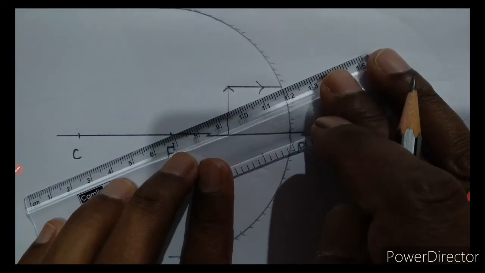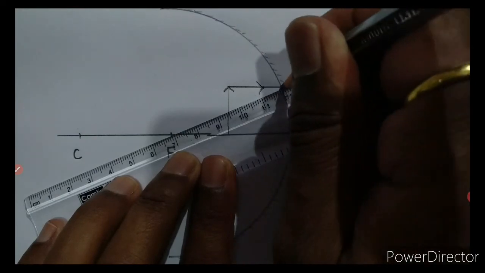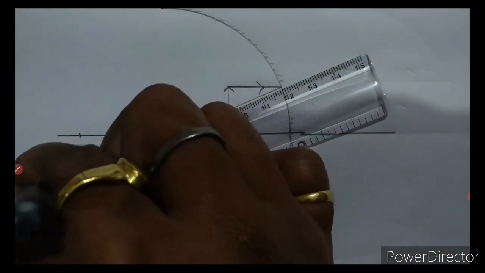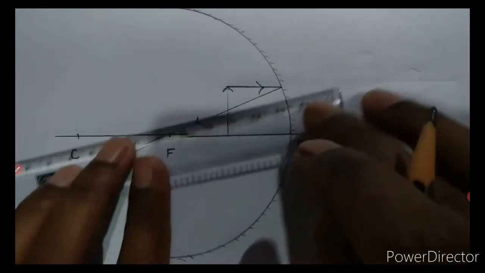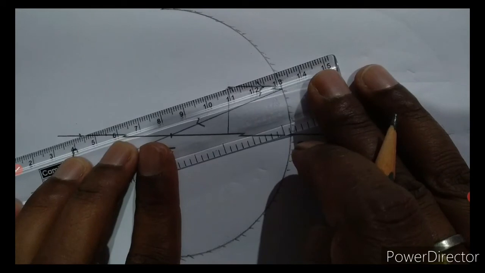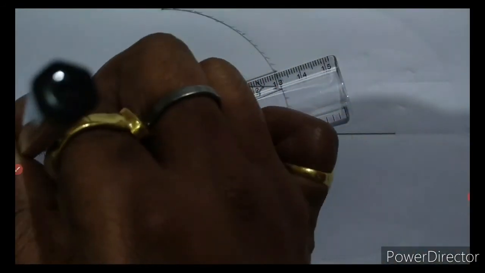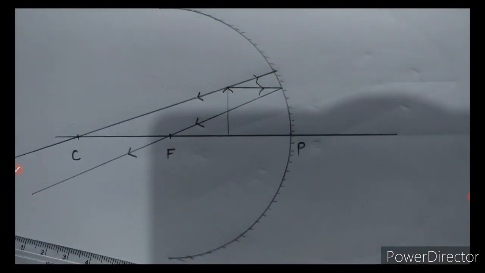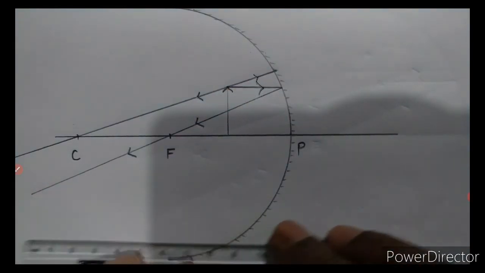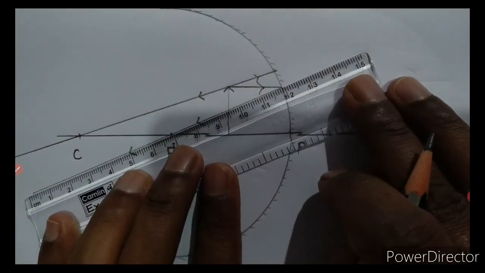This is my first ray parallel to the principal axis, and after reflection, as you all know now, it should pass through the focus. This ray is always taken. So the first ray is complete. Now the second ray passes through the center of curvature, and the reflected and incident ray follow the same path. So here is my incident ray as well as the reflected ray. These two rays are diverging, therefore they will never meet. So I need to produce them backwards.